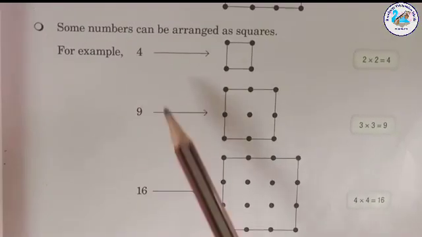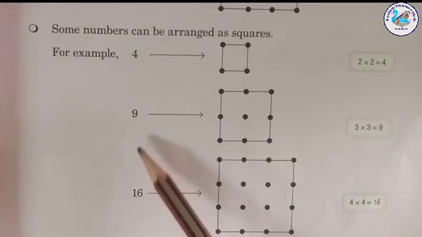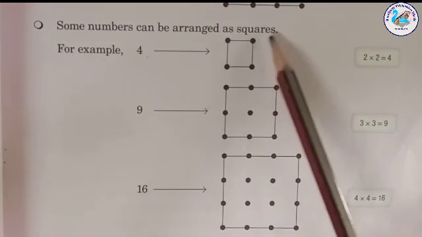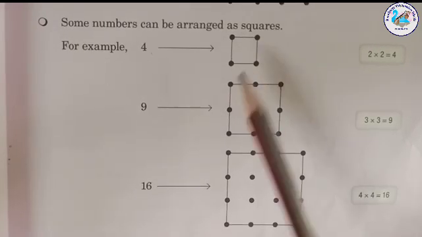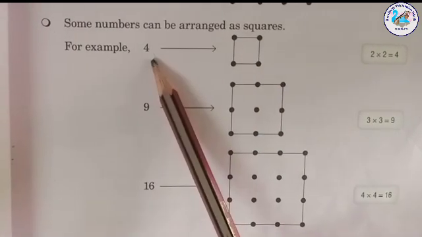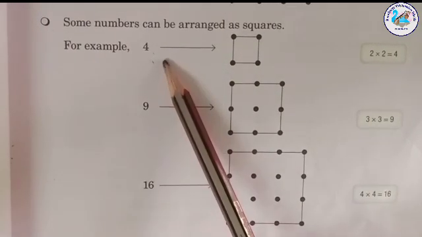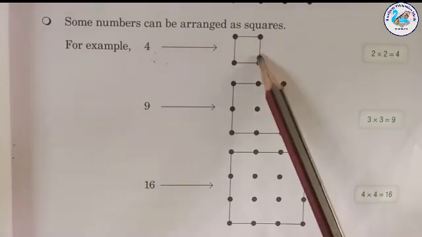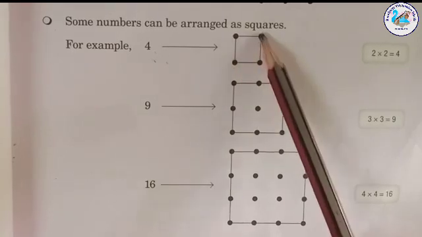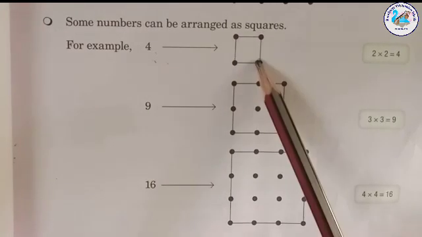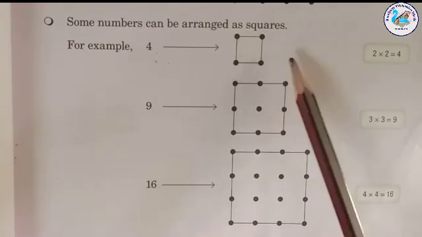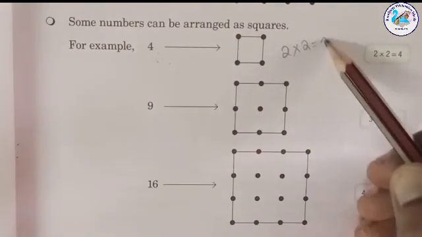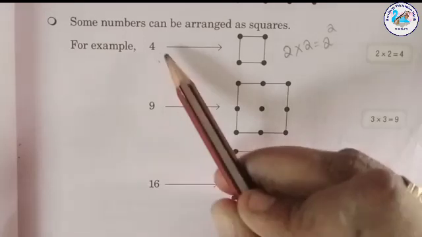Next, some numbers like 4, 9 and 16 can be arranged as a square. See number 4. The number 4 can be arranged as a square using 4 dots. That is 2 into 2, that means 2 multiplied by 2 is equal to 2 square, which is equal to 4.